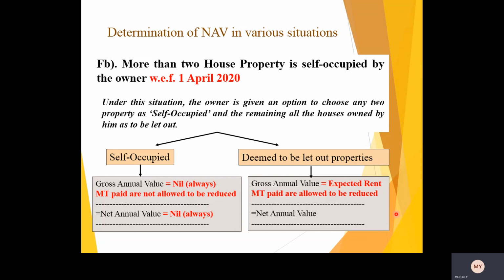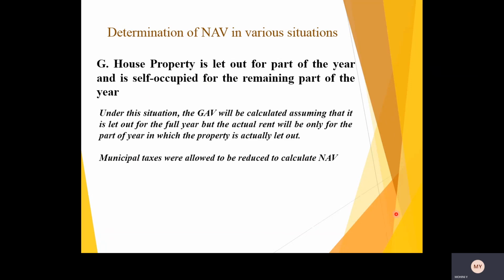Then this is the situation in which your house property is let out for part of the year and is self-occupied for the remaining part of the year. Okay, it is not a case of vacancy. For some part it is let out and for some part it was self-occupied. So in this case, we'll assume that the house property is given on rent for the entire year, but the actual rent will be only for those particular part of the year in which the property is actually let out. Okay, and again the municipal taxes are allowed to be reduced.